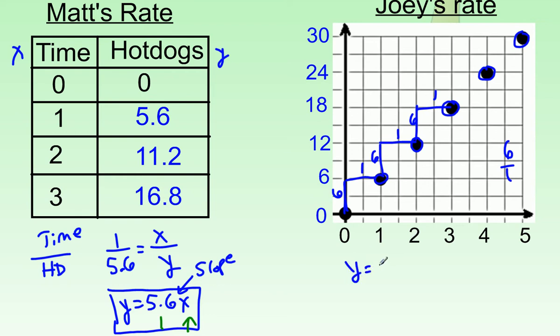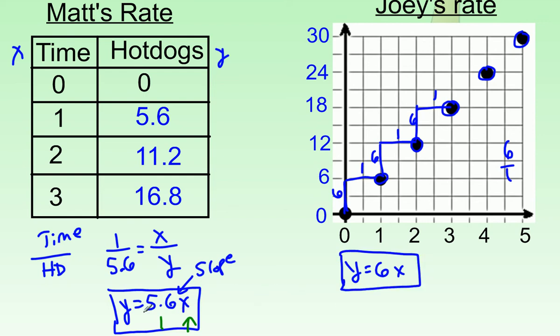So y equals 6x. Every 1 unit of time, he ate 6 hot dogs. If you plug in 1 times 6, y would equal 6. So when the x value is 1, the y value is 6. If I plug in some other number, say x equals 3, 3 times 6 is 18. So in 3 minutes, he ate, look at that, 18 hot dogs. So that is Joey's rate.